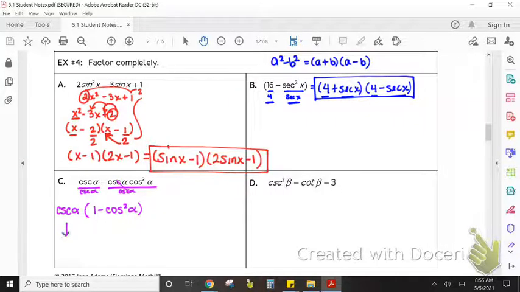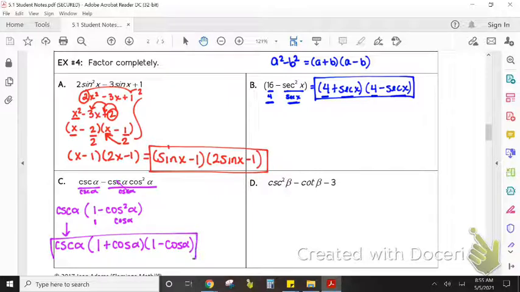So I'm going to bring down this cosecant of alpha. It's just part of my answer. And then I'm going to factor the parenthesis here just like what we did in B. It's a difference of squares. What's the square root of 1? 1. What's the square root of cosine squared? Cosine of alpha. So there's my A and my B. So remember, 1 plus cosine of alpha times 1 minus cosine of alpha. And then we can't factor either of those any further, so this is our completely factored form.